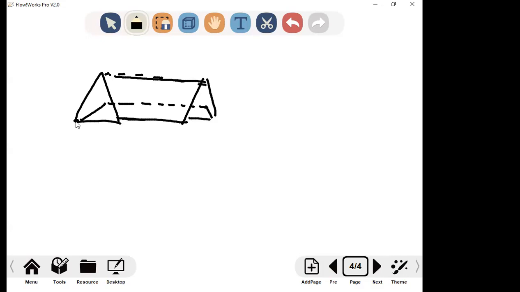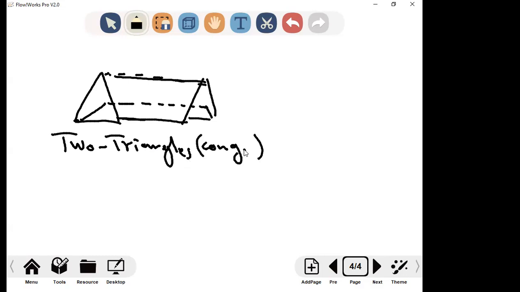So here we have two triangles. And the two triangles are what? Congruent. Do we need to find the area of each of them? No. It's only to find one area of them, then multiply by 2. Right. And how many rectangles we have? I have 3 rectangles. I have one in the floor, and one in front, and one on the back, right?